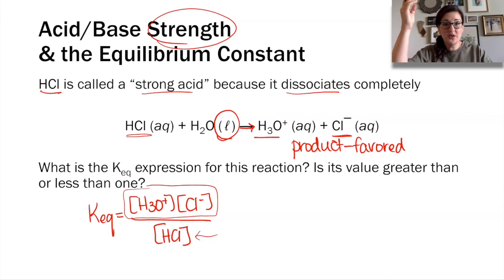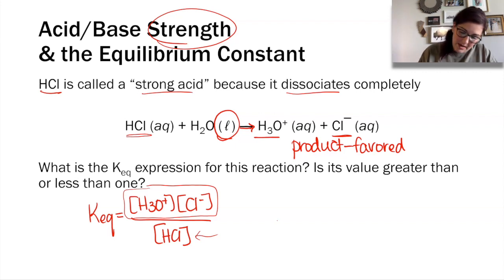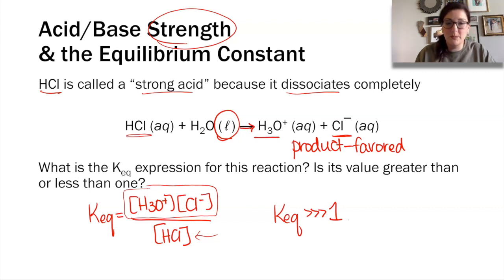Well, if our numerator is really big and our denominator is really teeny tiny, right, that means that our KEQ for a strong acid is going to be much, much, much, much, much greater than 1. And that's consistent with our conclusion of it being very product favored. Okay, so for strong acids and bases, they're going to have very large equilibrium constants, and we can actually classify the strength of acids and bases based on the value of their KEQ. The larger the KEQ, the stronger the acid, because the more product favored it is.